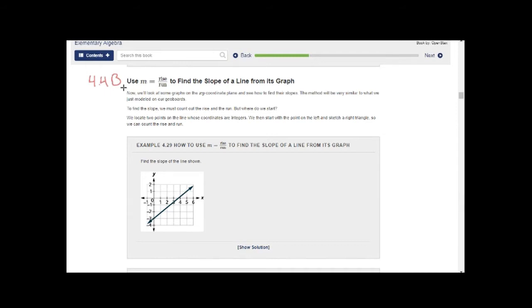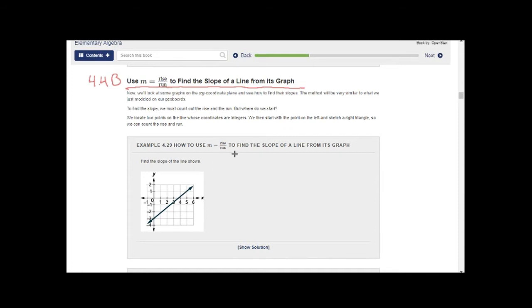So this is your title. Use m equals rise over run to find the slope of a line from its graph. Previously we used the geoboard in order to find the slope of a line, at least a line segment, part of a line. Now we're going to put that line on a coordinate plane, or a Cartesian plane, and we're going to actually make it a line by putting arrows on the ends.